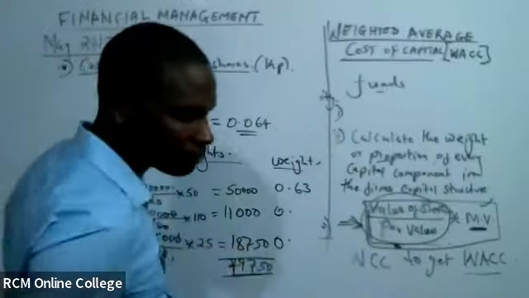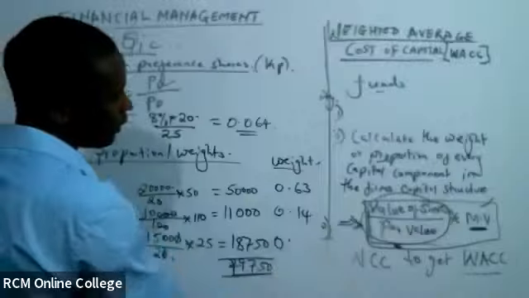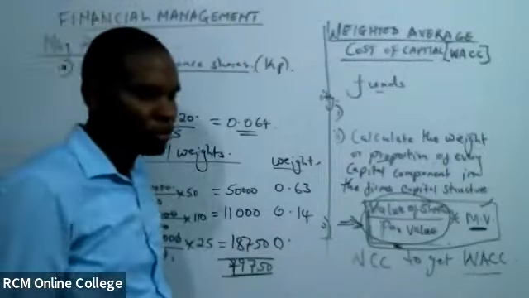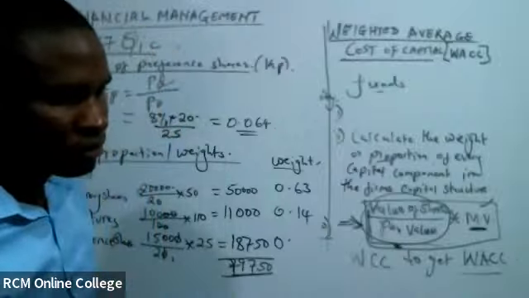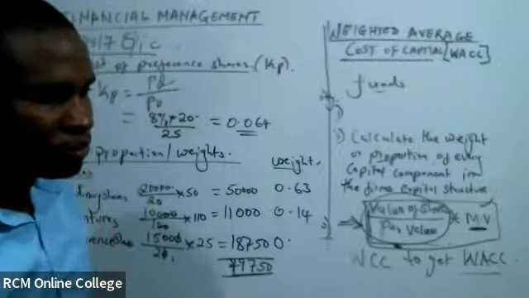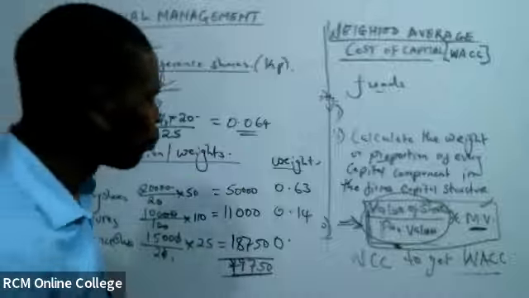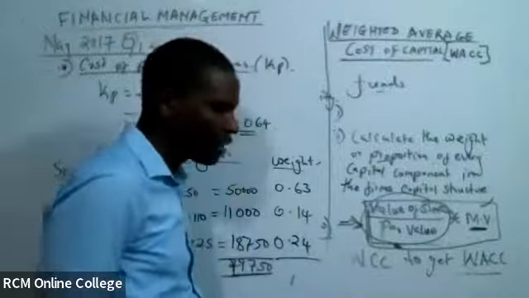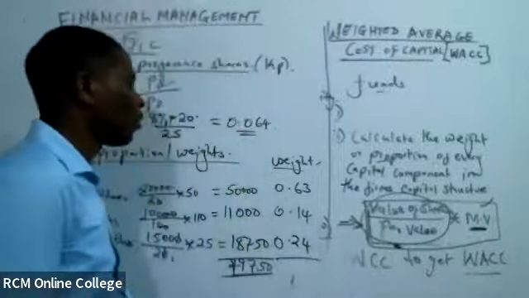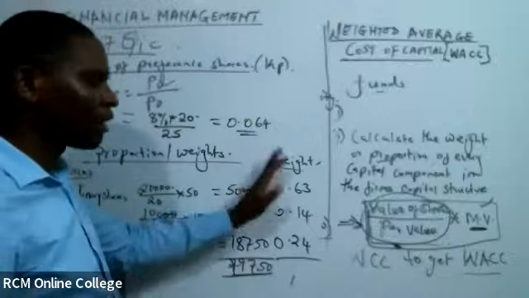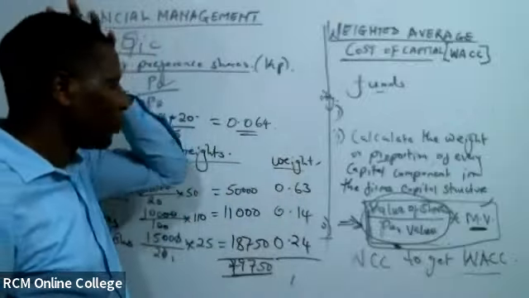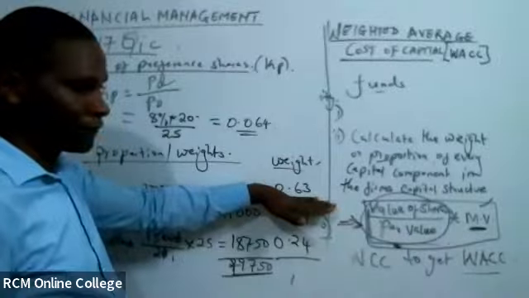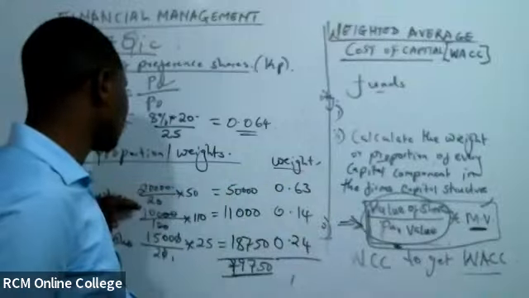The third is 0.14, and the last one is 0.24. So 0.24 is the proportion or the weight of the last. This means that for this company, 63% was from equity, or from ordinary shares.